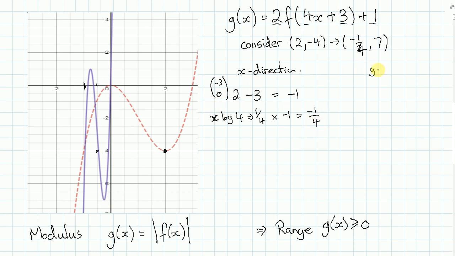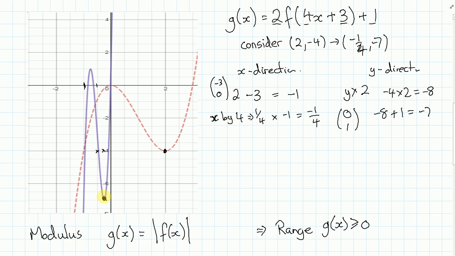Let's try the y direction. And this one we do in the normal order, so y is going to scale by 2. So we go from minus 4 times 2 is minus 8. And then we do the translation, which was a 0, 1 translation. So minus 8 plus 1 is minus 7. Giving us the point having moved from there. In the y direction it went down to minus 8 and then back up to there. And there's my final point.